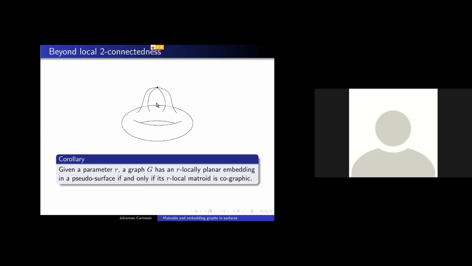But on the other hand, if you have an embedding of a graph in a pseudosurface, you could always make some small modifications here, add some tube from left to right to make this an embedding into an actual surface. So yeah, that's essentially the same.